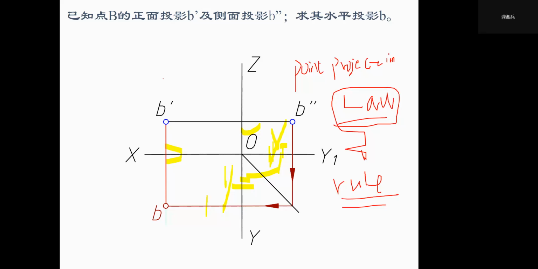Yeah, congratulations, you understood it very successfully. This one is fundamental for your homework on line projection. This one is very important.